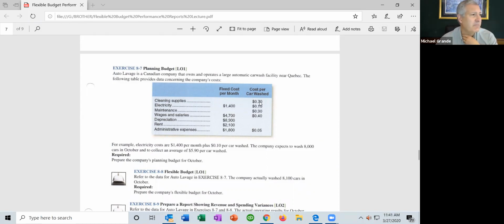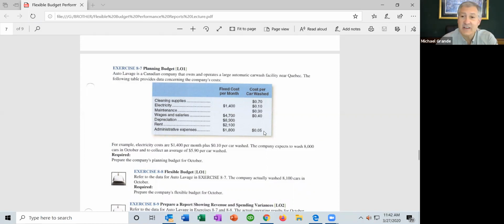Cleaning expenses, cost per car washed, purely variable, 70 cents per car. Electricity, a mixed cost, $1,400 per month plus 10 cents per car. Maintenance, purely variable, 30 cents a car. Wages and salaries, again a mixed cost, $4,700 per month plus 40 cents a car. Depreciation and rent are purely fixed, no variable component.